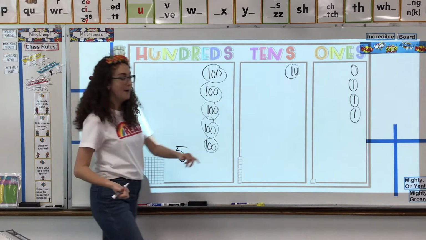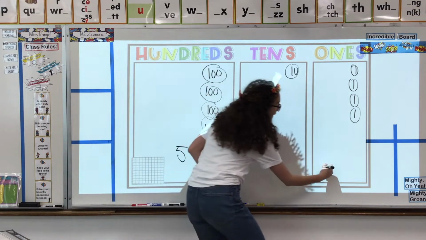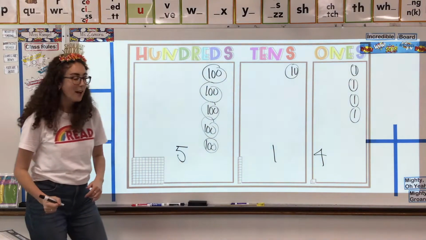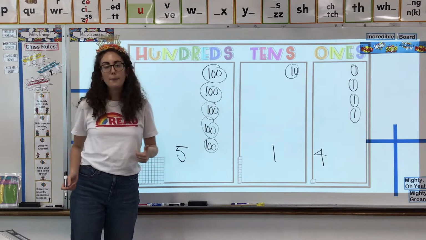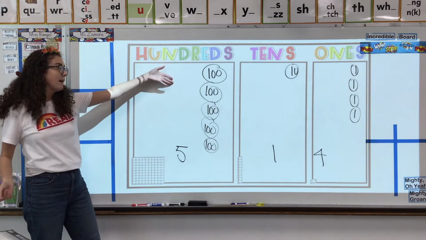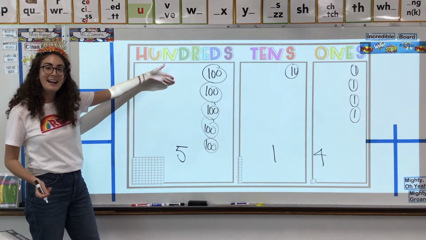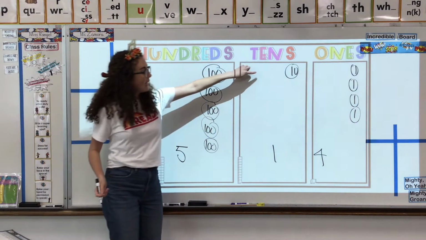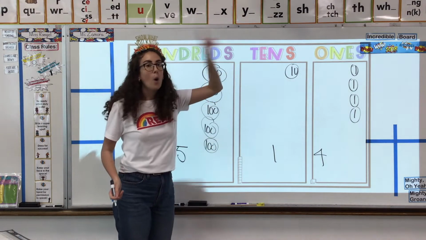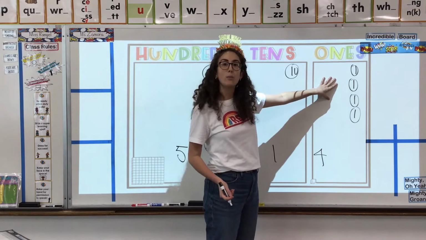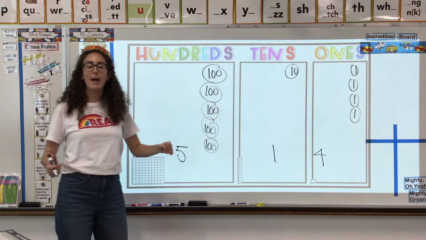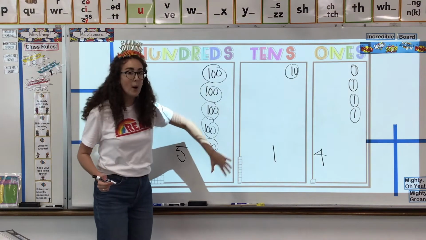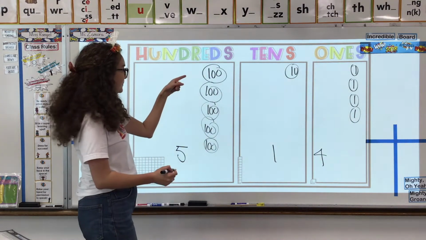514. We've got the number 514 up on our board. Awesome. How many hundreds are there? 5. How many tens? 1. How many ones? 4. Good job. Okay, I'm going to erase the board and let's look at another one.